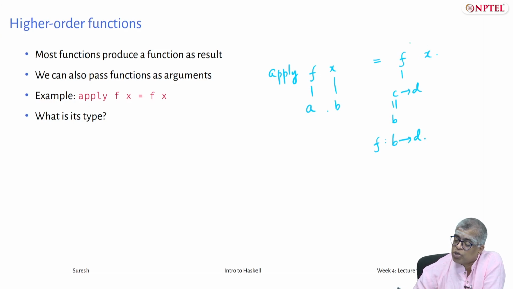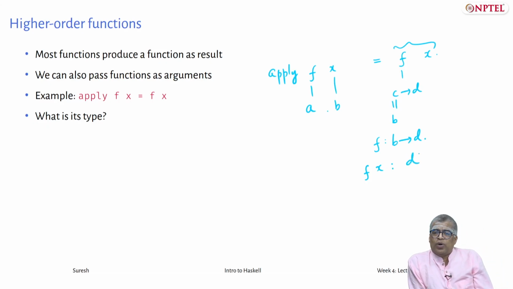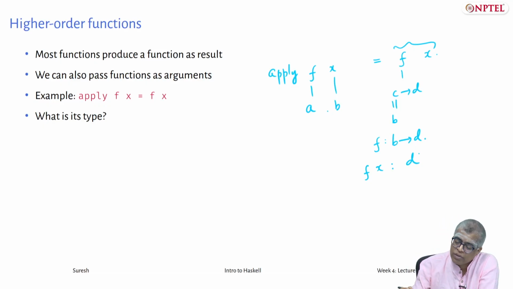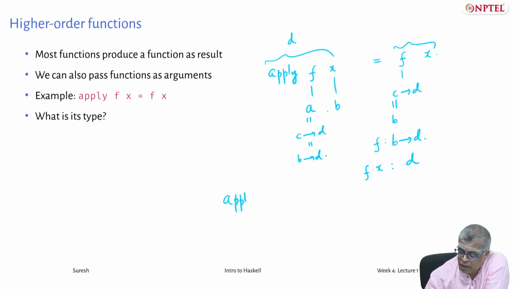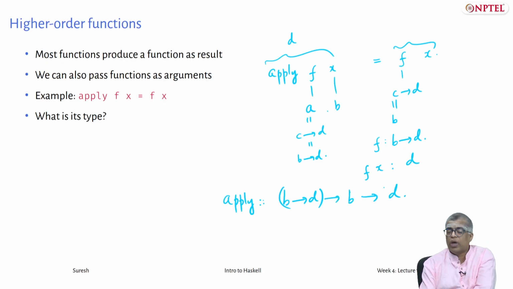Okay, and it is being applied to x. So what is the type of f x? f x is of type D, because you have a function whose type is B arrow D, you are applying it on a value whose type is B, and therefore f applied on x should have type D. Okay, and apply f x is nothing but f x. So the type of this overall expression, the function apply applied on f and x, is also D. And recall that A was equal to C arrow D, which was equal to B arrow D. Okay, so overall apply will have the type (B arrow D) arrow B arrow D. Okay, so that's the type of apply.